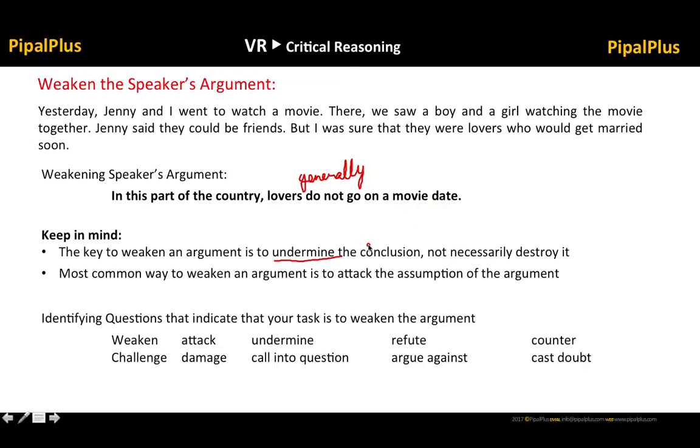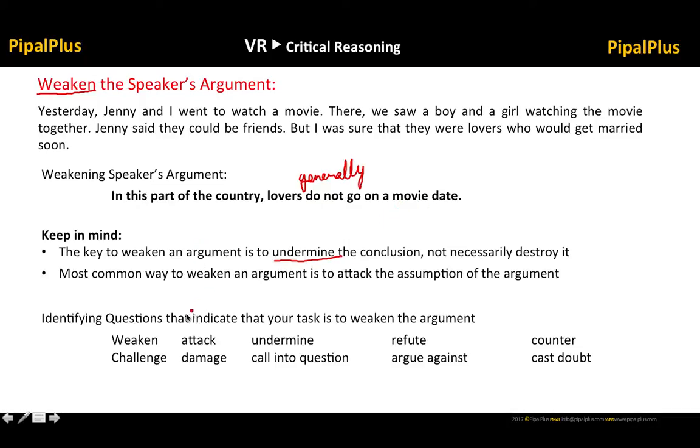So this is good enough to undermine the conclusion. If I had said in this part of the country lovers never go on a movie date, then I have destroyed the argument. But what we are looking for is statements that weaken the speaker's argument, not necessarily destroy it. So even "in this part of the country, lovers generally do not go out on a movie date" is a good enough statement to weaken the argument.